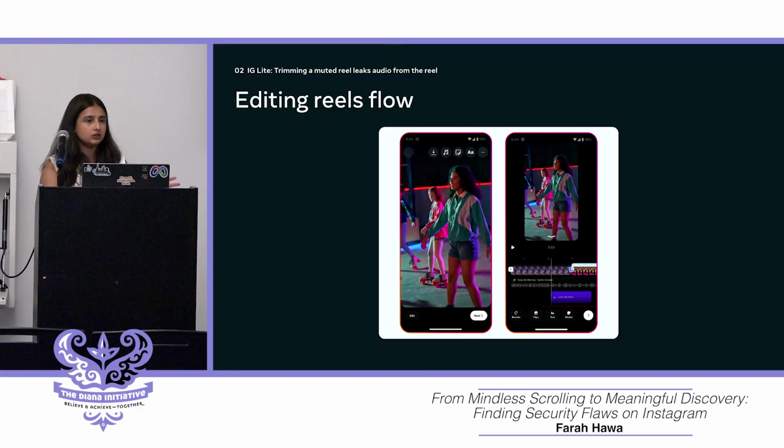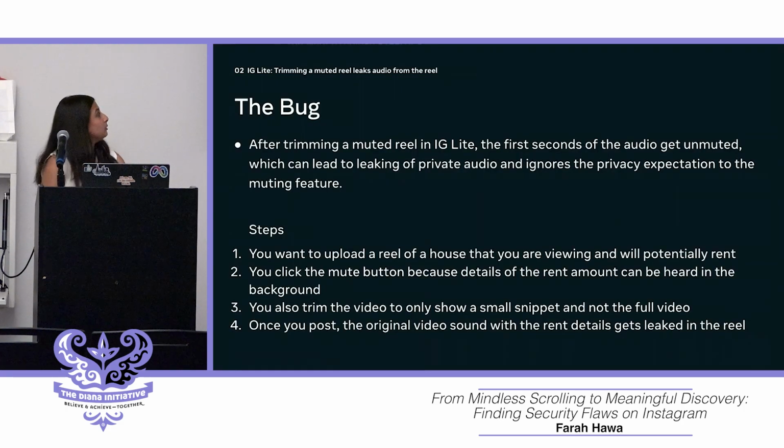They can do everything within the Instagram app itself. Now let's look at the bug. After trimming a muted reel in IG Lite, the first few seconds of the audio get unmuted, and this can lead to leaking of private audio. It ignores the privacy expectation that you have when you use the muting feature.